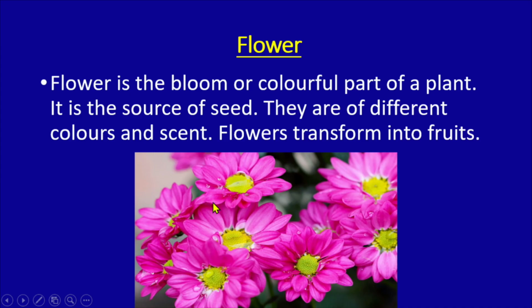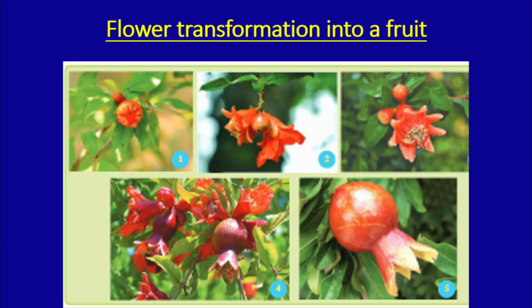Shall we see the flowers transformation into fruits? Let's have a look at this picture. In this picture, you can see a pomegranate plant. In the first picture, you can see the bud of a pomegranate flower. The bud blossoms into a flower. After pollination, the seed develops and it transforms into a fruit. You can see the small fruit over here and the fruit ripens. So, the flower transforms into a fruit.